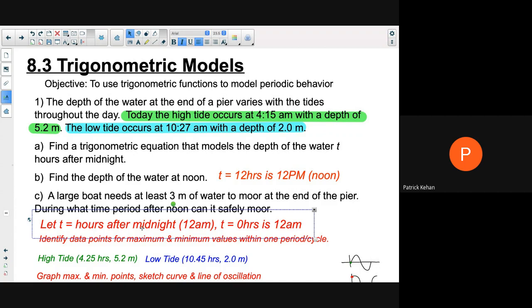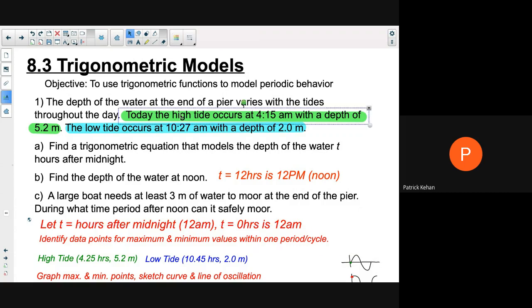And in some other cases, you might not want to define it as hours after midnight. You might want to define it as hours after 12 p.m. or hours after 8 a.m. You can really define it any way you want, but you want to stick with numbers that are easy to work with. So I chose T as hours after midnight. Next thing you want to do is identify any maximum or minimum values you have in the given context within one cycle or period of the function itself. Occasionally, you might have to look for data points that are at the line of oscillation, but it's pretty rare.